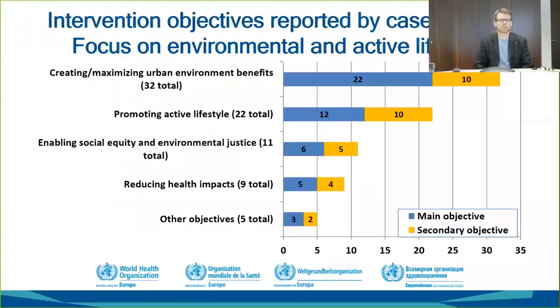To show a little bit more information on the case studies, we asked for the focus and the objectives that the local authorities try to achieve by green space investments. And the most important objectives were the general creation of urban environmental quality to maximize benefits on a general scale and promoting active lifestyle. But also some of the interventions had a main focus on equity and environmental justice and to arrange equal and fair living conditions across the city. And a few of them also had the main objective to reduce health impacts. But usually the health impact is more a side effect of the other interventions.